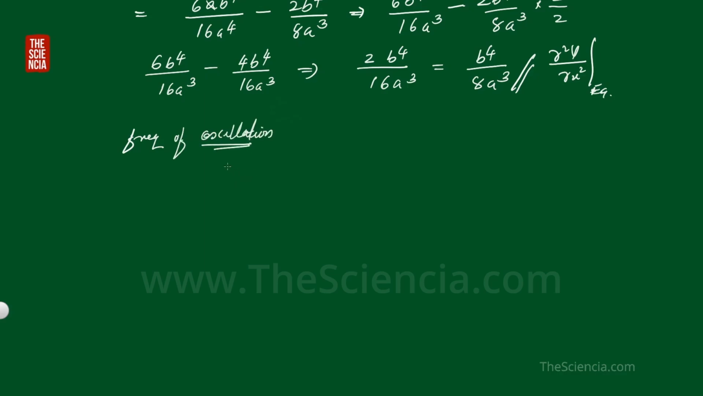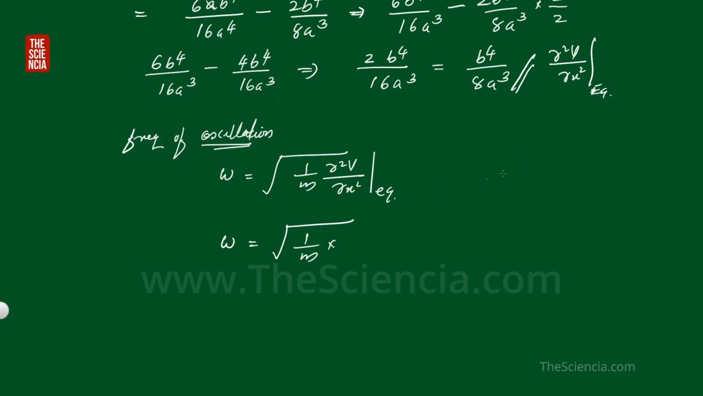Therefore, we have to use the expression, that is root 1 by m into ∂²V/∂x² at the equilibrium point, the stable equilibrium point. That is, omega is equal to root 1 by m into, we got the value of ∂²V/∂x² at the equilibrium point, that is equal to b^4 by 8a³. So this is the answer.